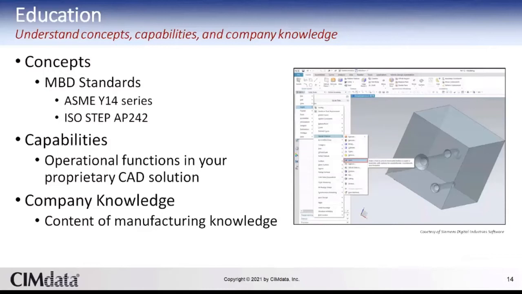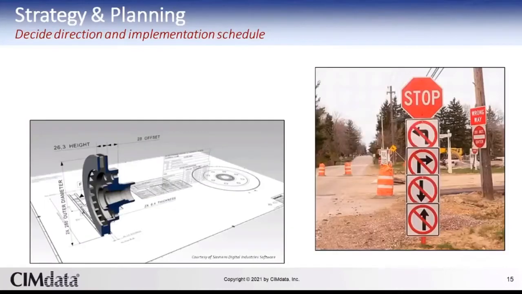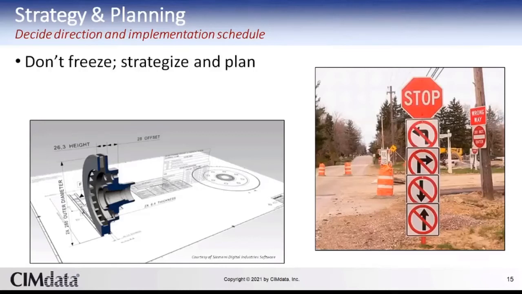Number 3, detail your company needs. What subset of PMI and MBD do you need for your products? For example, if you don't use composite materials, you don't need MBD items for composites. For those you do need, do the standards and CAD solution support them? What is the manufacturing and other downstream content you want to convey through PMI and MBD?